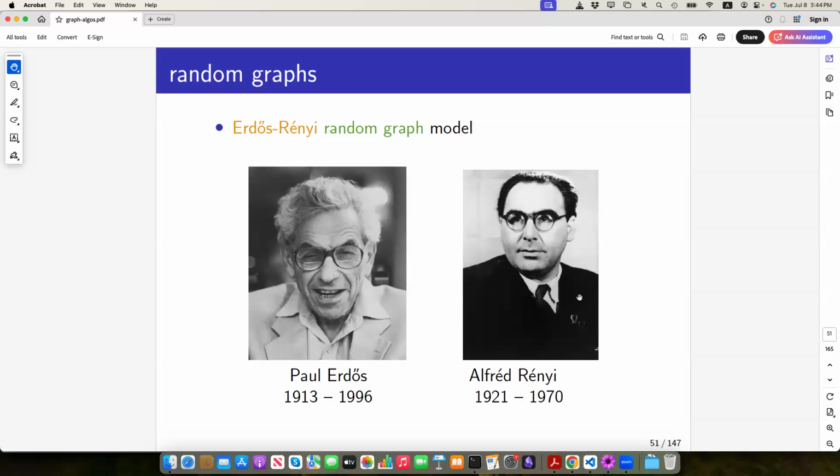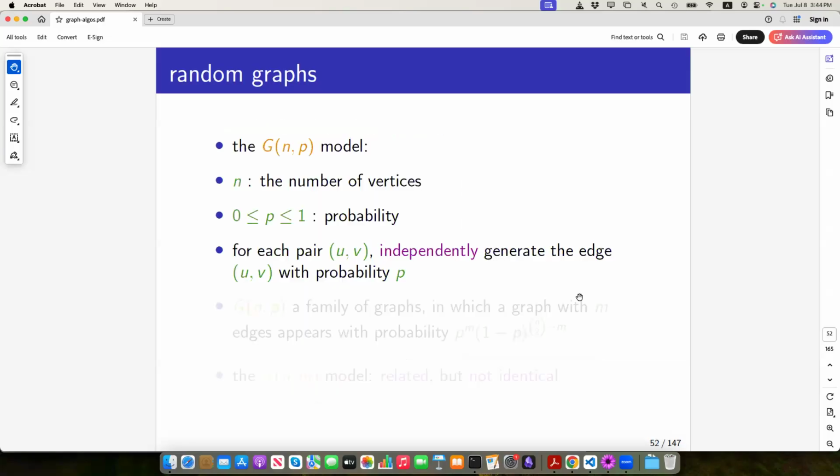Who invented this term? Erdős and Rényi pioneered the random graph model. Also Gilbert, but these were the ones who did the very hard math work. So the model that you will hear during this talk is the G(n,p) model, where n is the number of nodes and p is the probability of an edge. So how do you generate this? For every pair of nodes, you generate the edge with probability p.